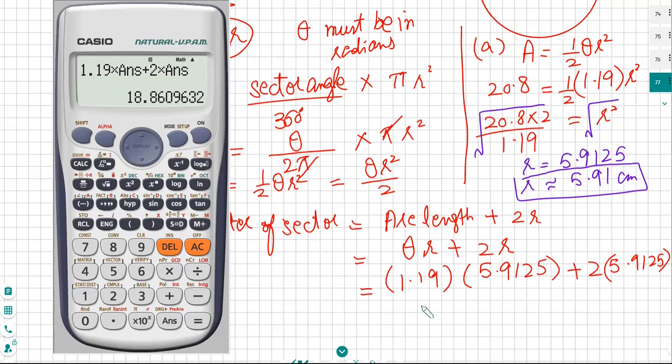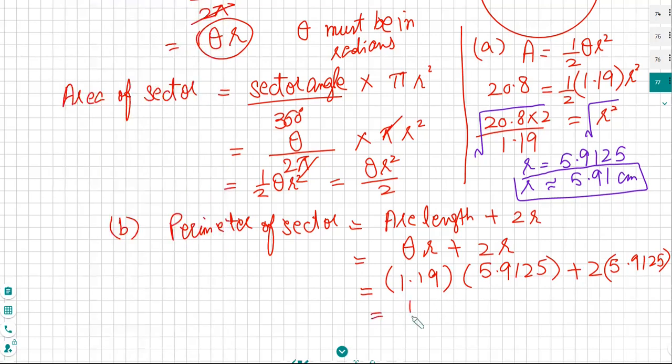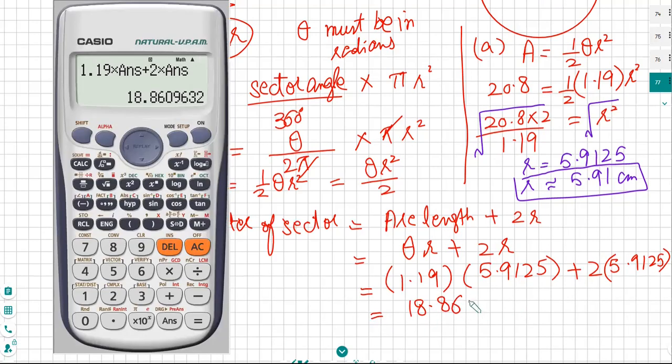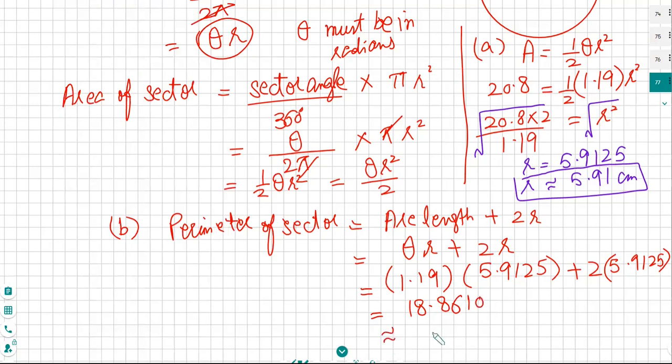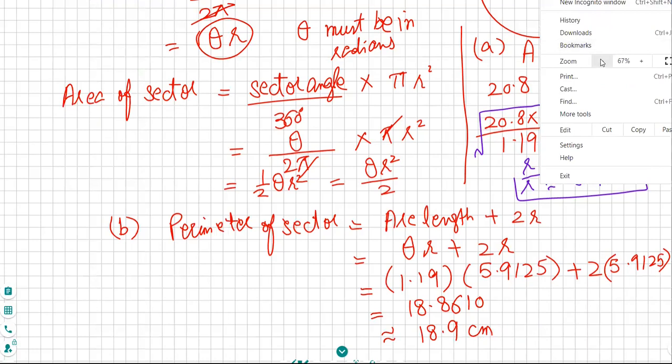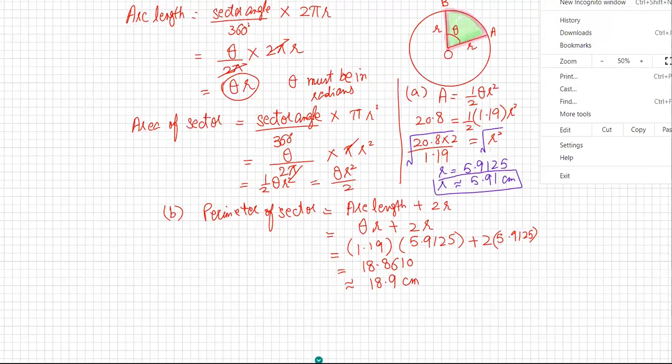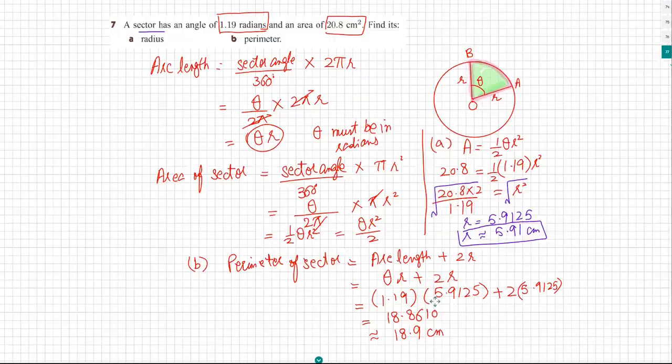So this is actually the perimeter of the sector, 18.86. And then we have 10, right? So in 3 significant figures, this answer can be written as 18.9 in centimeters, right? Perimeter is a length, so that's why the units must be centimeters. Got it? So this was actually the complete question, right?